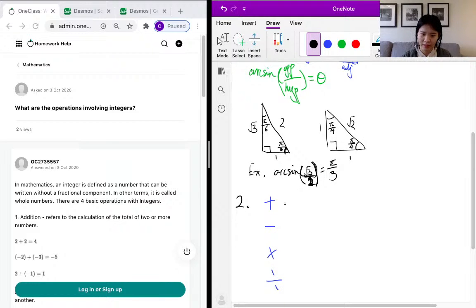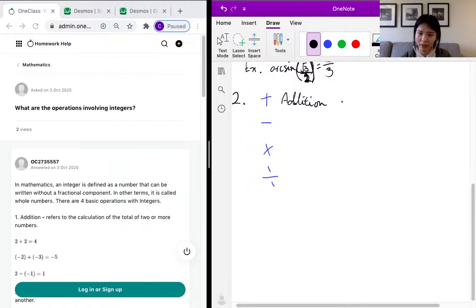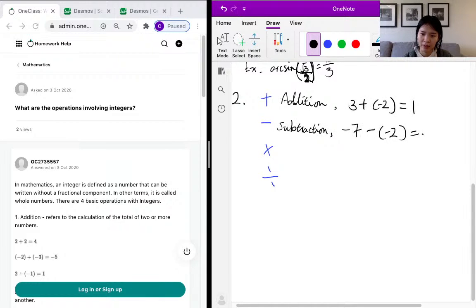So addition is just when you're adding two integers together. For example, 3 plus -2 is the addition of the integer 3 and the integer -2, and that would just be 3 plus -2, which is 1. And the second is the subtraction. Let's just do -7 subtract -2, which is equal to -5, and that's a subtraction between two negative numbers.